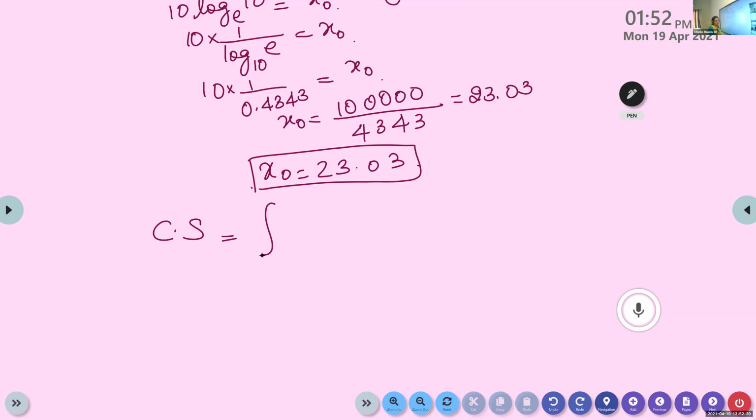CS is integral 0 to x naught d of x into dx minus x naught p naught. Substitute the value and find.